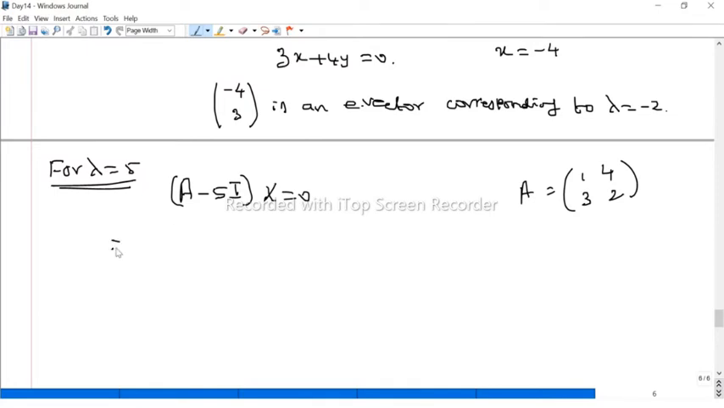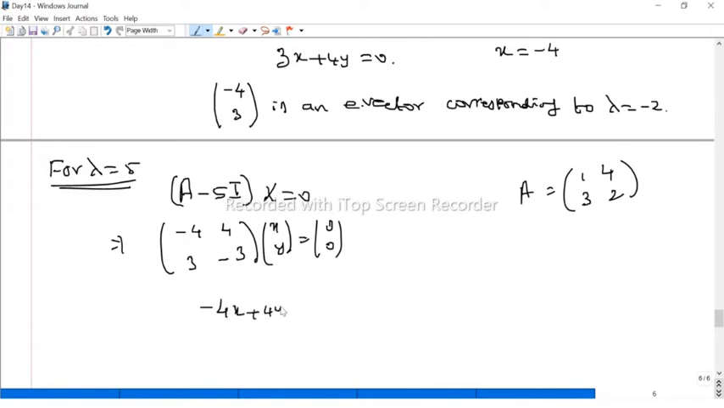Now we have to subtract 5. So what will you get? Minus 4, 4, 3, minus 3 into x, and since there are two variables, we take x, y equal to 0, 0. Now if you multiply these, you get minus 4x plus 4y equal to 0, and then the second equation we get 3x minus 3y equal to 0. Dividing by minus 4, we get x minus y equal to 0, and dividing by 3, we get x minus y equal to 0. Therefore we get x equal to y.